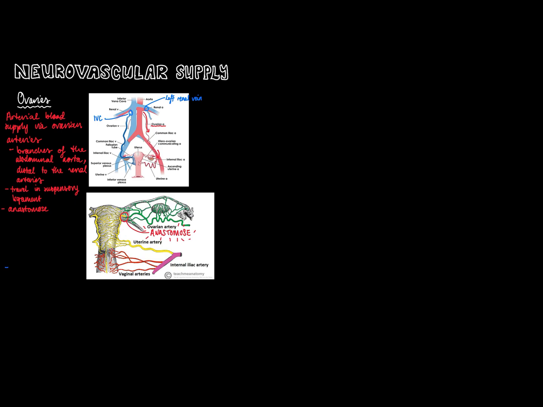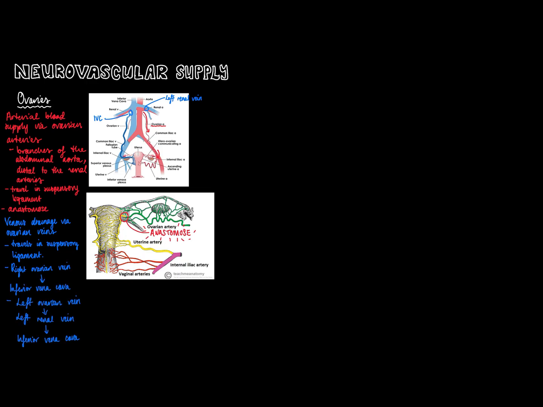Similarly, the ovarian veins have a long path within the abdomen. The ovarian veins drain the fallopian tube and the ovaries and travel posteriorly through the suspensory ligament. The right ovarian vein ascends to drain directly into the inferior vena cava, whilst the left ovarian vein ascends to drain into the left renal vein. This can be explained by the fact that the inferior vena cava lies to the right of the midline within the abdomen.